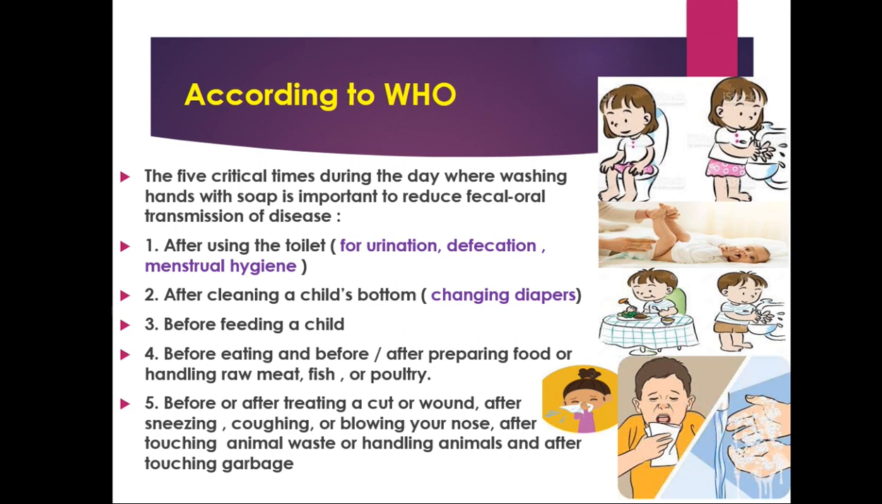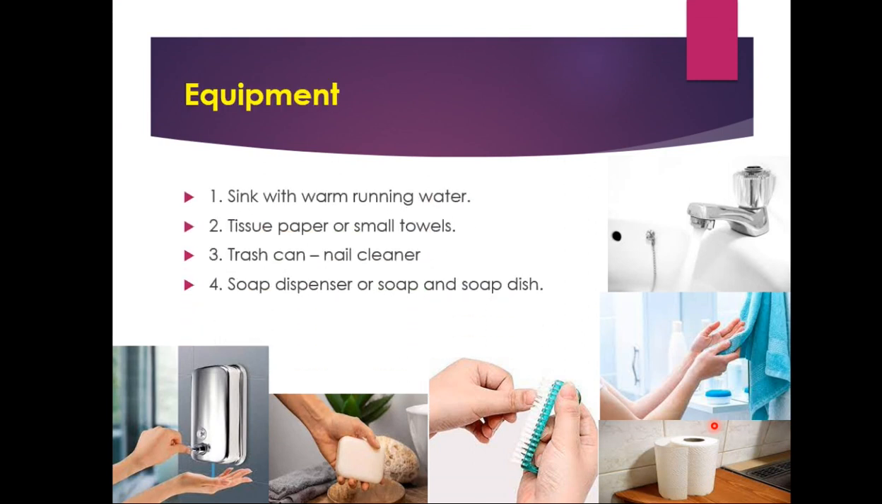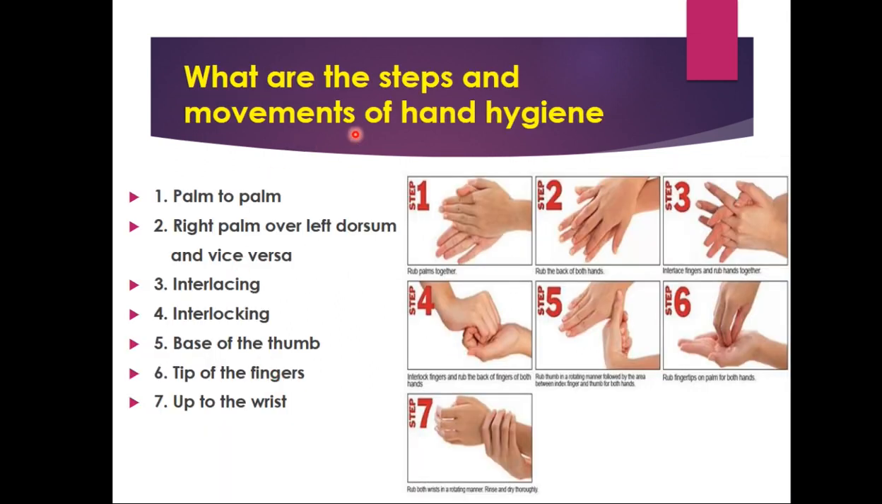Clear? It's very important. Then next, what are the equipments you need for this hand washing? First is the sink with warm running water. Second, tissue paper or a small towel to dry your hands. Then a trash can and a nail cleaner to clean your nails. Then the soap dispenser or a soap dish, soap and the soap dish. Okay. Then what are the steps and the movements of hand hygiene?